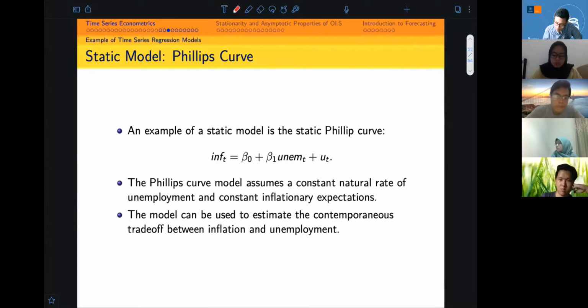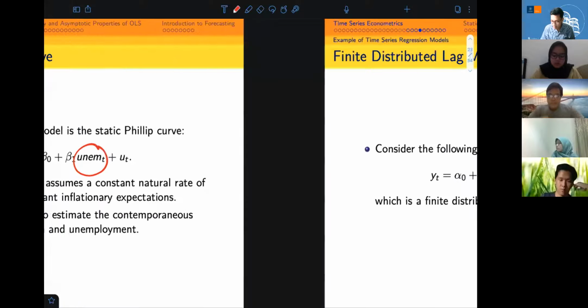Okay, so in this particular static model, we assume that inflation has a contemporaneous relationship with unemployment. So the idea is that when firms hire more workers in the economy, unemployment goes down. But when you hire more workers into the economy, you somehow have to increase the wages. And so the increase in wages is going to be reflected in the increase of goods prices and inflation. Okay. So this static Phillips curve model assumes a constant natural rate of unemployment and constant inflationary expectations. Again, this simple model is used to estimate the contemporaneous trade-off between inflation and unemployment.